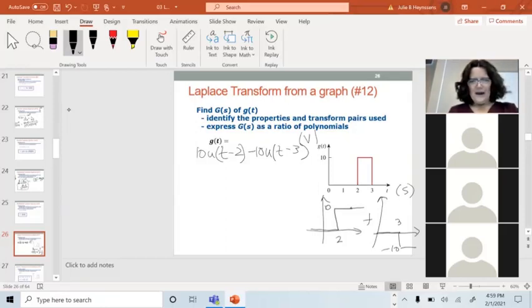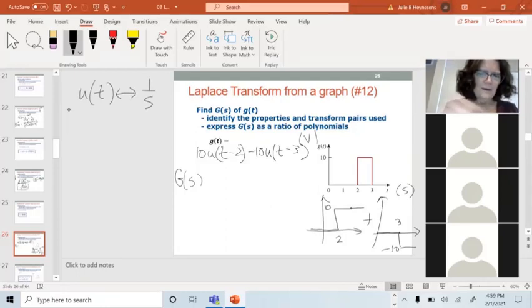Okay, so that is my g of t. Now if I want to find G of s, I just have to transform the parts. We already know u of t is going to be 1 over s. The other thing is we have this translation in time.